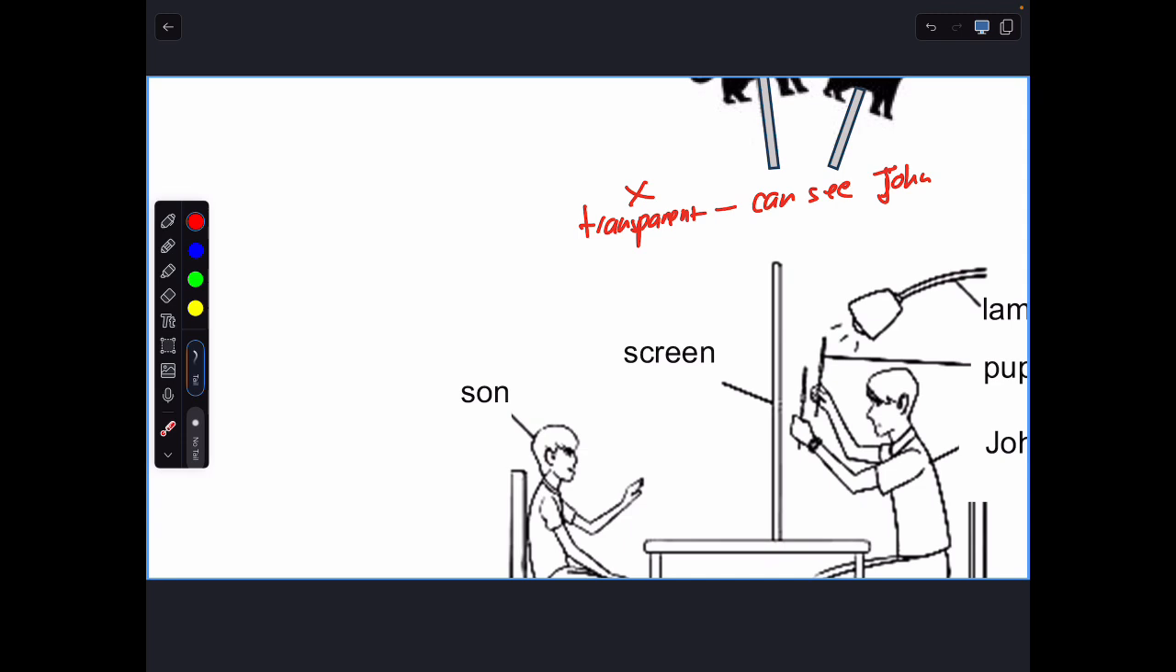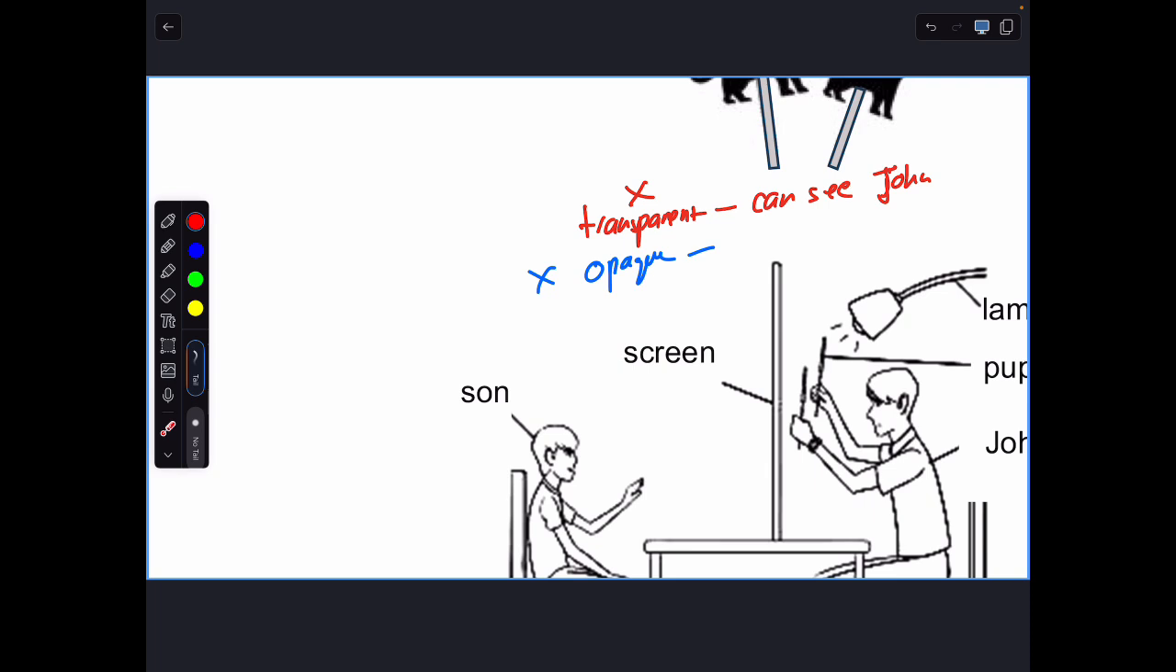Okay, let's try. How about opaque? No light. Cannot also. Because if it's 100% opaque or blacked out, what do you see? You see nothing but a piece of screen. You cannot see any puppet, no shadows, nothing. It's just the screen. It is what it is. You don't see anything. You see one opaque thing here. So cannot. You see nothing.